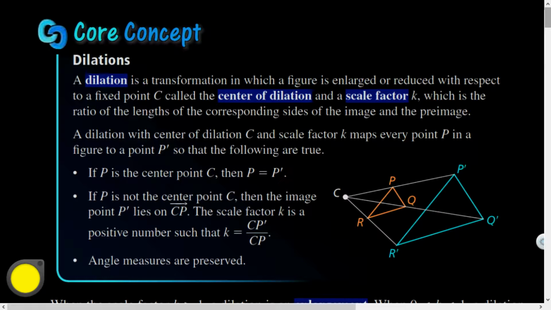Greetings and welcome, friends. Today we are in section 4.5 of our Big Ideas geometry book. We're talking about dilations, which is our first non-rigid transformation that we're talking about.